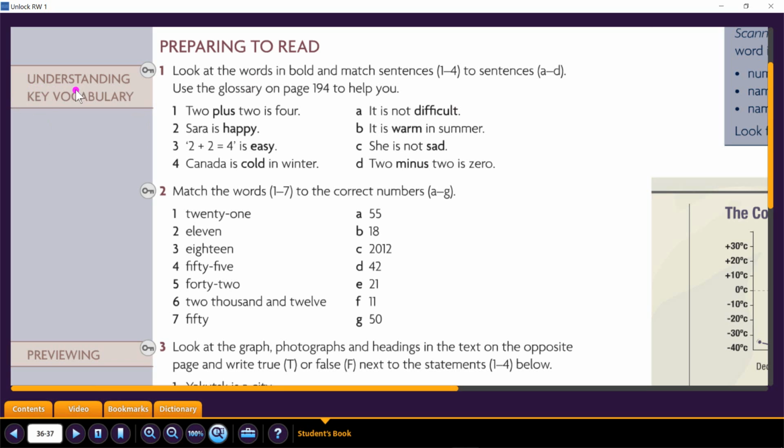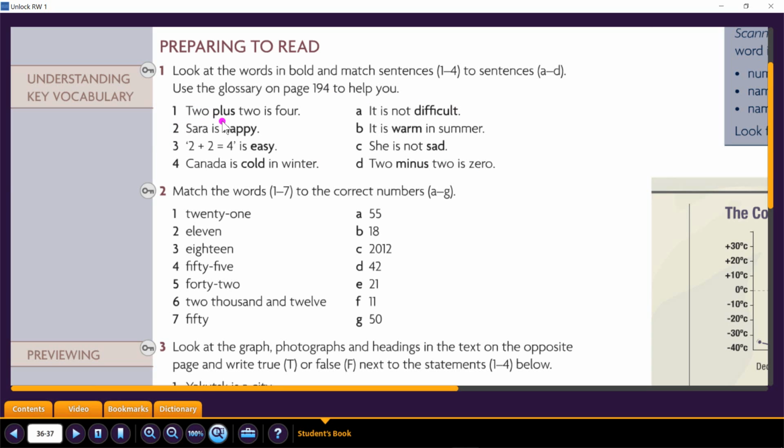But first, you need to understand the key vocabularies here, as usual. Task number 1. Look at the words in bold and match sentences 1 to 4 to sentences A to D. Use the glossary on page number 194 to help you. Here, ladies, please pay attention.